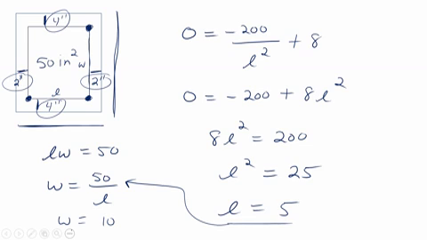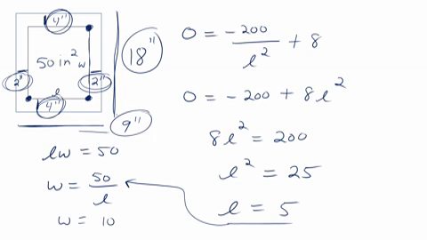Now that's not the overall dimensions of our poster. Remember that because of the margins, let's figure out the width of the poster first. So W being 10, we need to add on 8 more inches for the margins. So that's a distance of 18 inches, and the length of our poster would be the L value 5 plus 4 inches of margin. 5 and 4 make 9 inches. So the overall dimensions of our poster would be a 9-inch by an 18-inch poster.